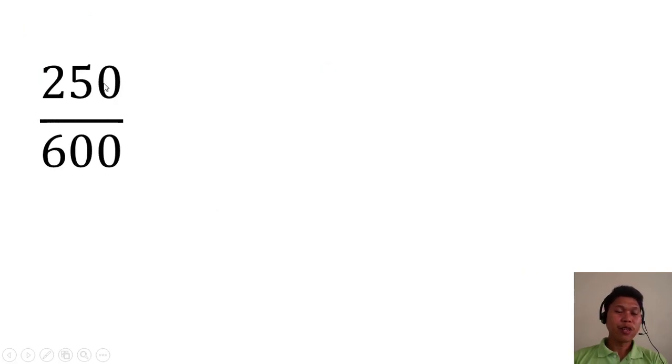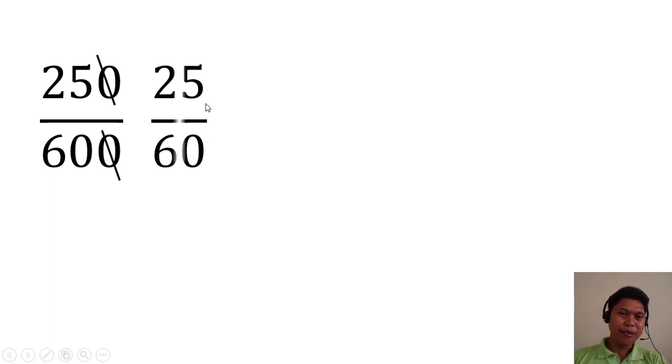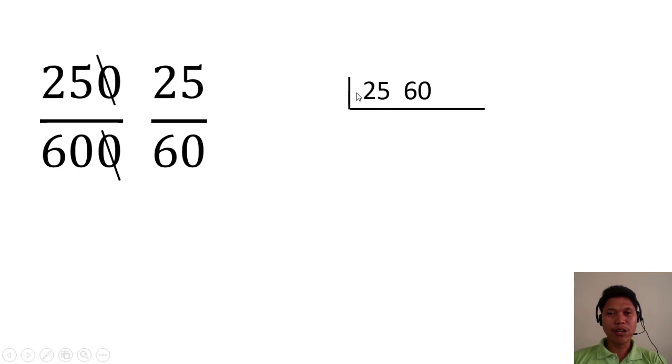Second, 250 over 600. Go! Okay, so I will now reveal the answer. First, pwede nating tanggalan ng 0 to. So maging 25 over 60. And then 25 over 60, gamitan natin ng continuous division. Pwedeng 25 divided by 5 is 5, and 60 divided by 5 is 12. Okay, so wala nang makadivide.